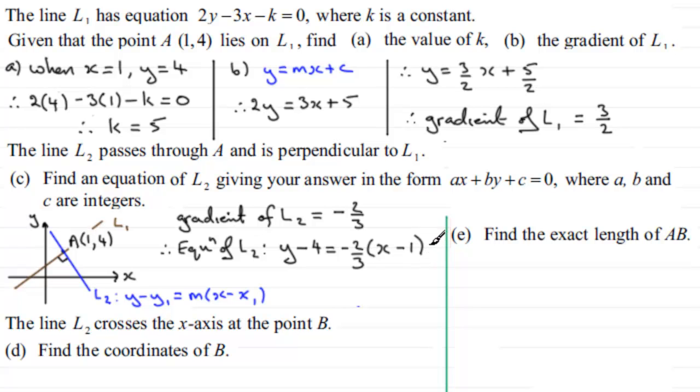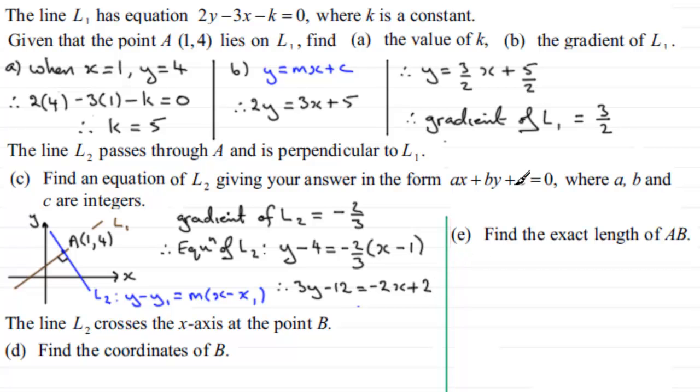Alright? Now we've got to get this in this format here, so we're not to have any fractions, for instance, because a, b and c are integers, so I'd want to multiply both sides by the 3. And if I do that, I'm therefore going to have 3y minus 4 3s are 12, minus 12. If I multiply this side by 3, it's just going to leave me with minus 2 times x minus 1. And if I expand that, I'm going to get minus 2x and then plus 2.